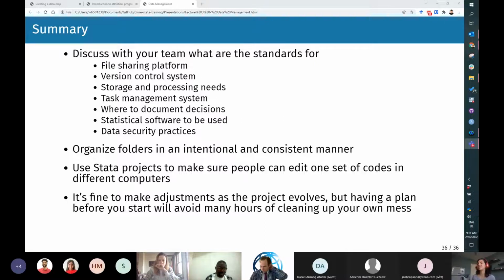Starting with the last presentation that we had, this was a presentation about how to organize your data work. And I showed you a suggestion of how to organize your folders and what we in our team and our department consider to be the main data tasks that we go through in our projects.